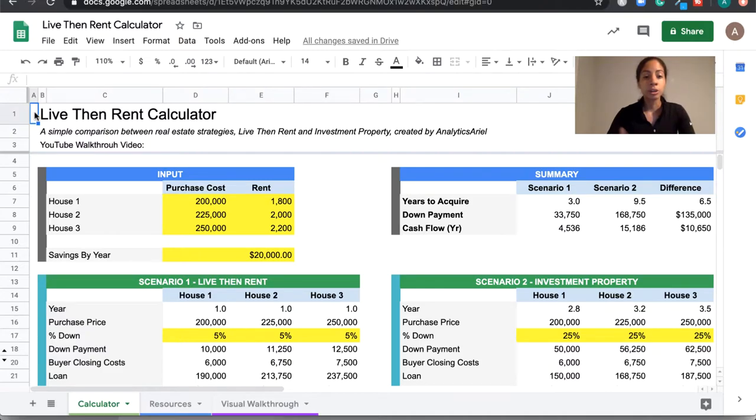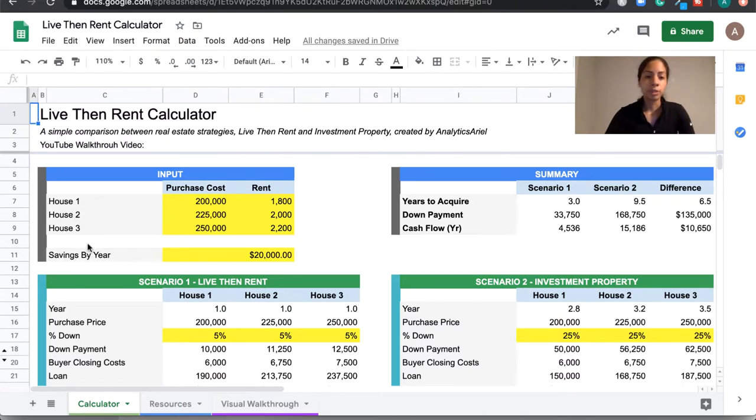So the other thing I want you to put in is your savings by year. This is just a rough estimate of how much you think you can save in cash per year. And this is going to help actually calculate how long it is going to take for you to complete your strategy. In this case, where it's just 3 homes.